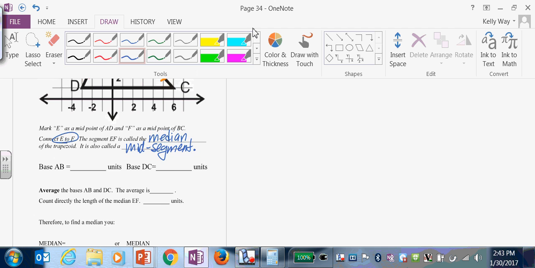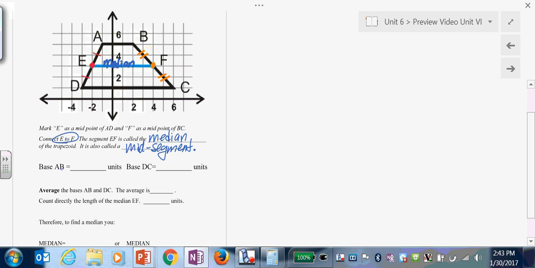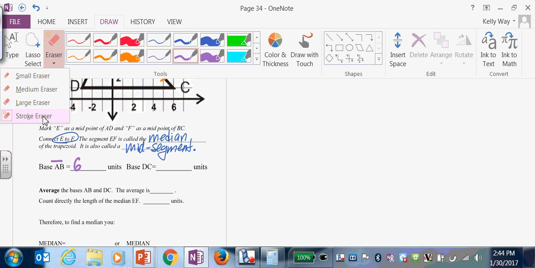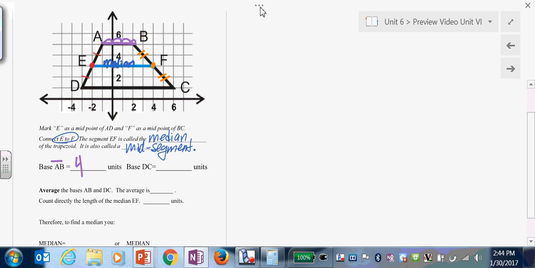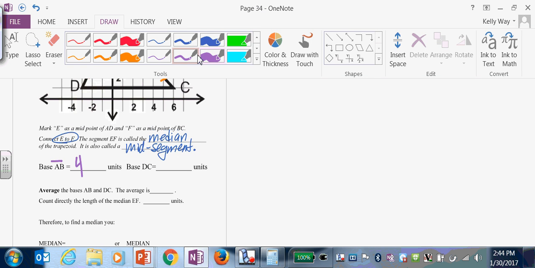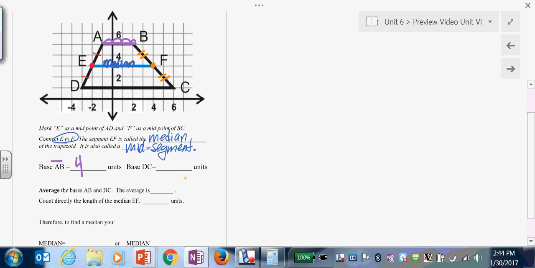Okay, so we have here our base. Let me color code it. A to B. AB is a base. And notice, let's check our units. Bunny hop that. AB is 4 units in length. That's one base. Now let's check our other base, which is DC, count.